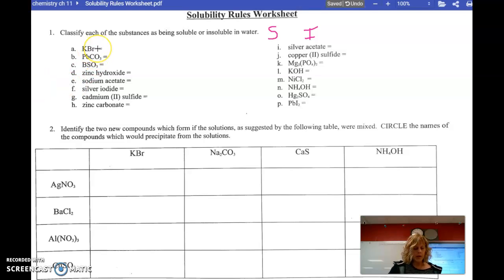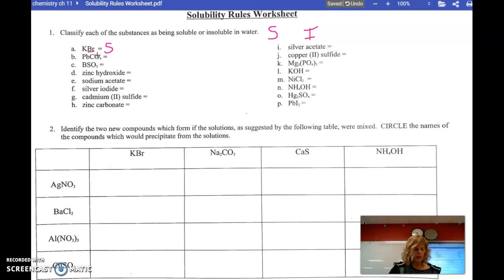So KBr, so I'm going to look up bromide, right, because that's the negative ion. So bromide is about halfway down. And here's how you would read this chart. So I'm looking at my solubility rules. So for chloride, bromide, or iodide, if they are combined with silver, lead, mercury, or copper, they are not soluble. Any other positive ion, they are soluble. So this potassium bromide must be soluble.